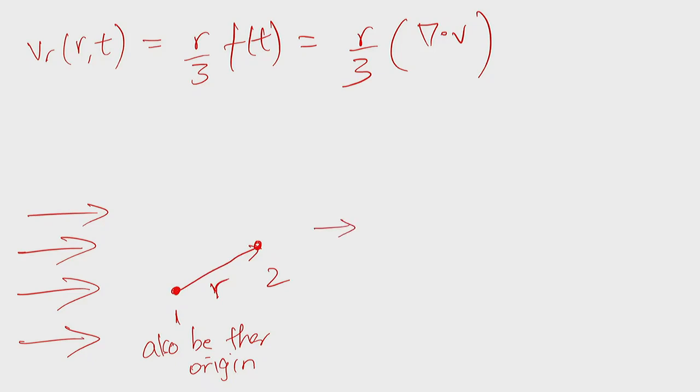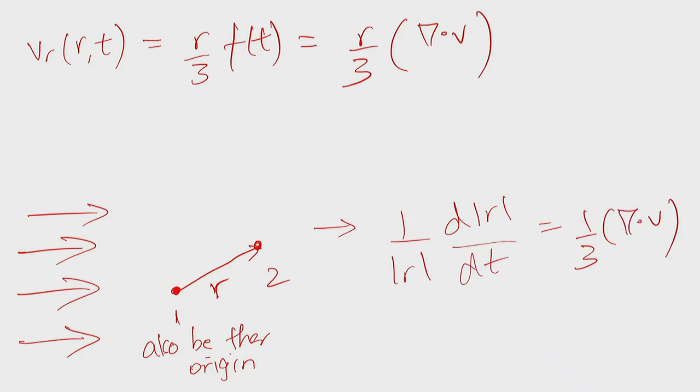And so that equation that I just pulled up, rather than write it as delta R, we can just simply write it as R. So 1 over R dr dt is 1/3 del dot v. Okay, so far we've considered purely dilational deformation.